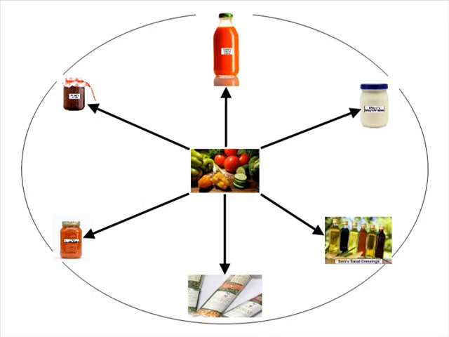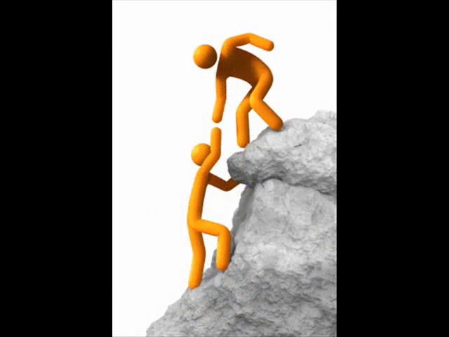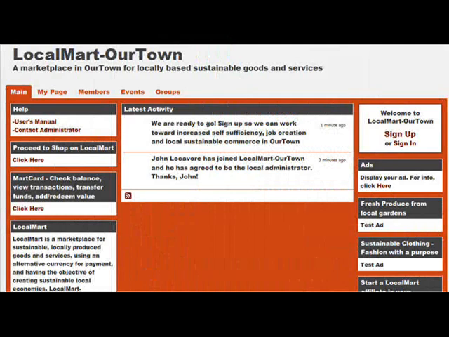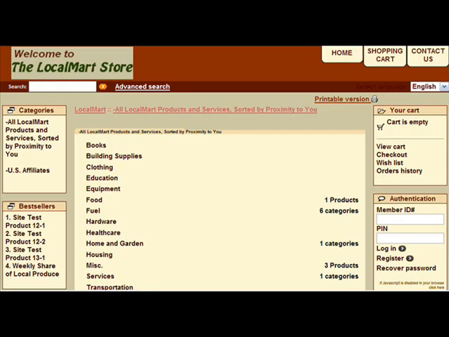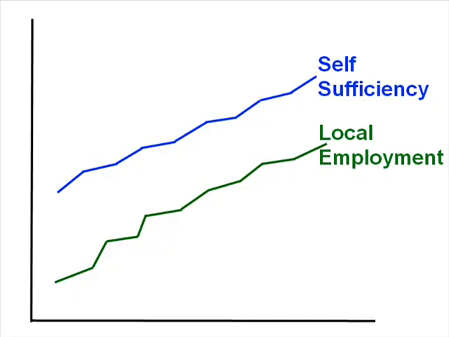Well, you can see the process that we envision, of people helping people to bootstrap a local, sustainable, and self-sufficient economy using a local currency. LocalMart Our Town grows, and new members offer an expanding array of products and services in many varied categories, as do members from LocalMart Neighboring Town Number 1 and LocalMart Neighboring Town Number 2.